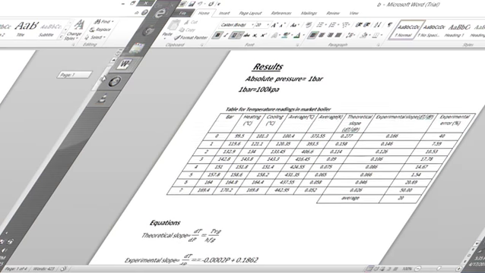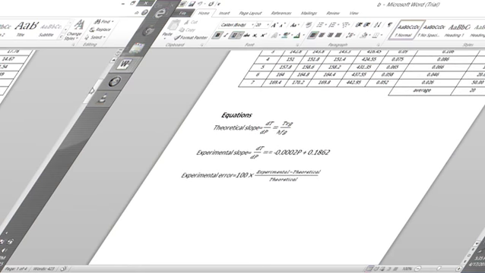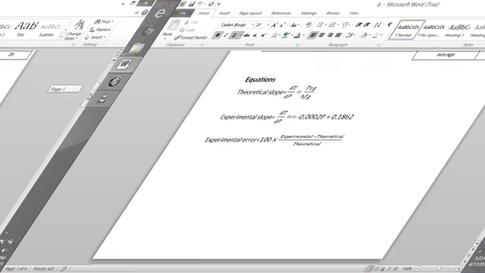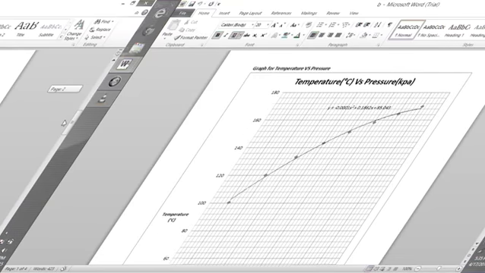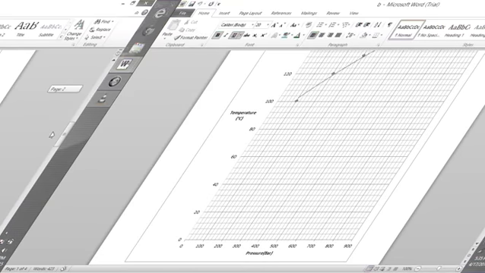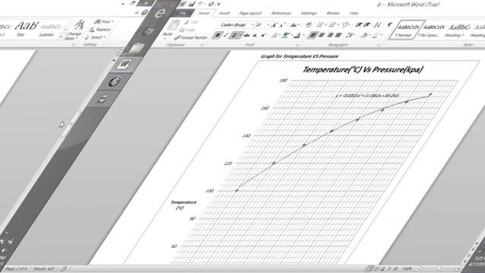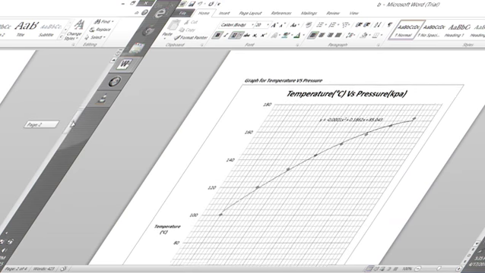Alright, the results as you can see there. This is what we were able to obtain from the experiment. Gauge pressure 1 bar is equal to 100 kPa. Alright. Then the equation there, what we did, find all the equations of that. Experimental error, and this is our graph, what we were able to obtain.